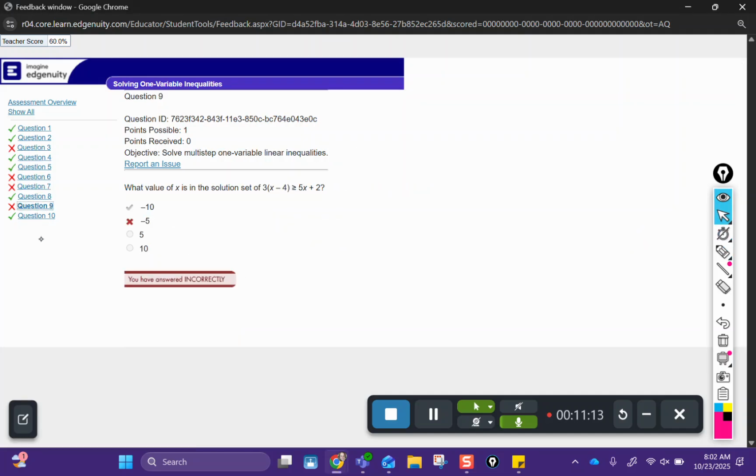Okay, let's go ahead and look at the last one. What value of x is in the solution set? Oh, we did this one on your first quiz.